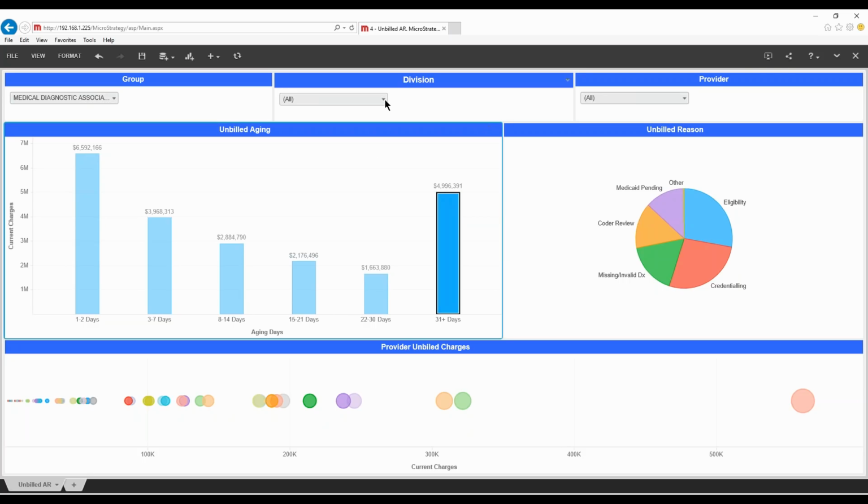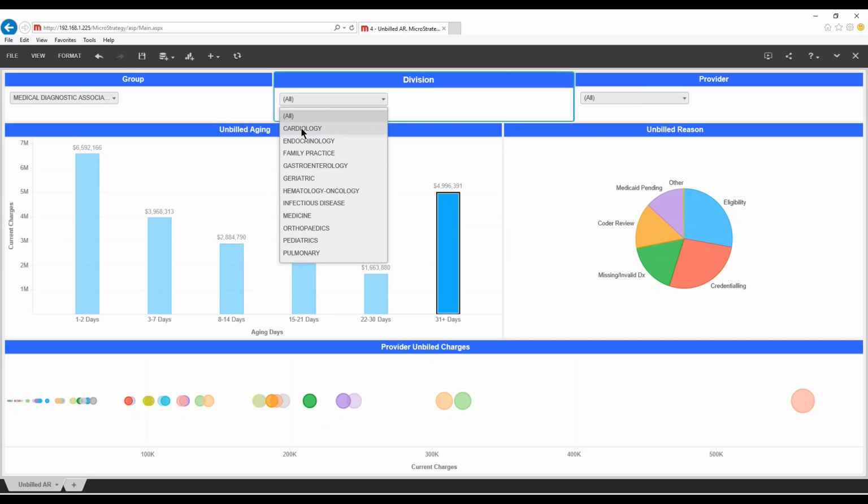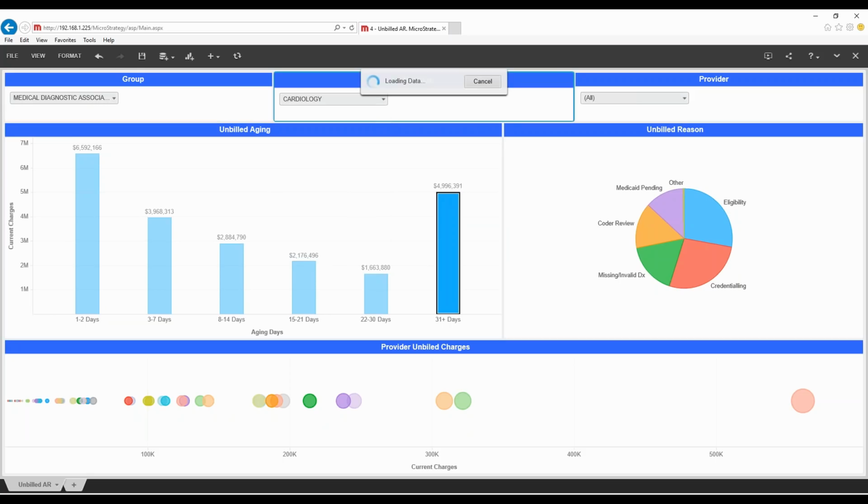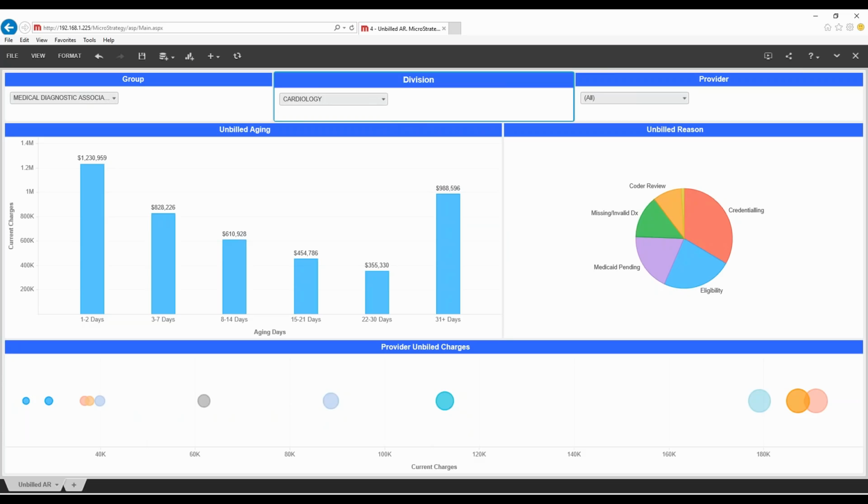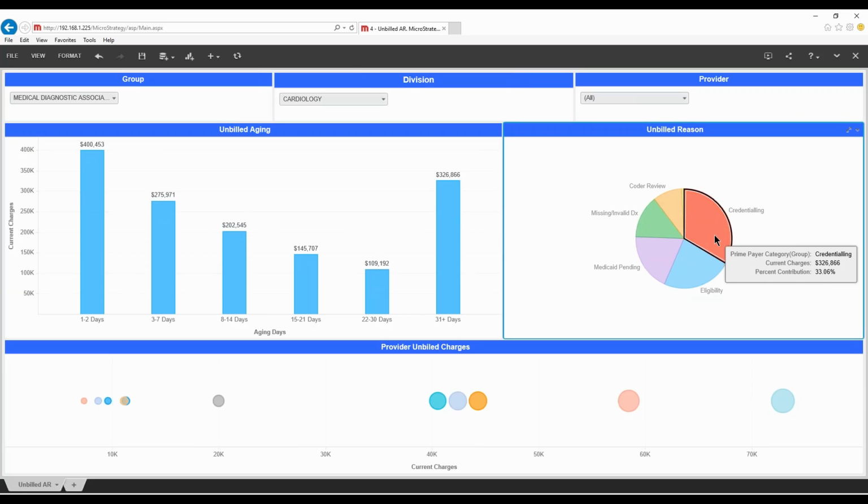And once I get those dollars segregated, I can start seeing which division all that money is sitting in. And here I've got a good chunk in the cardiology division. So a big slice of that pie is related to credentialing. So if I limit the dollars down to the credentialing money, and all the way at the bottom, we can see which providers are contributing to that credentialing issue.